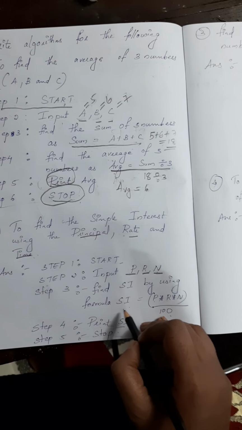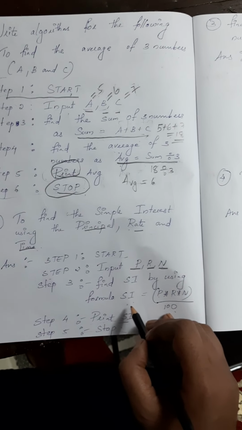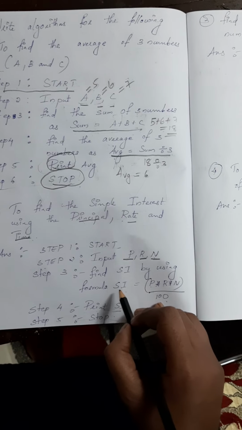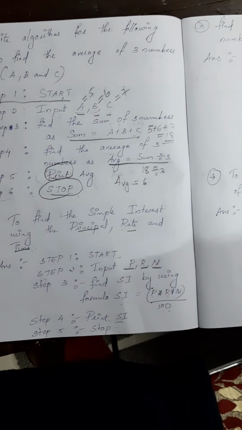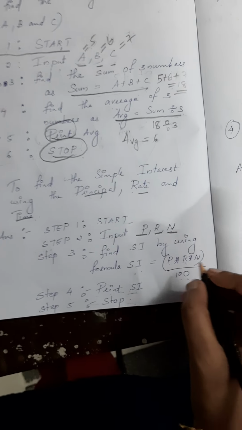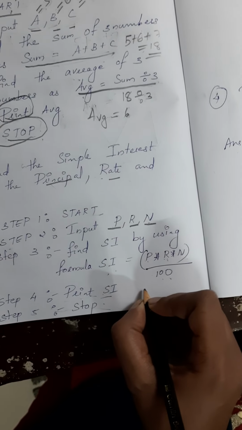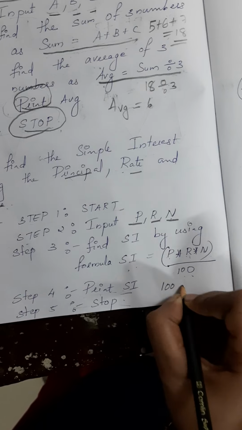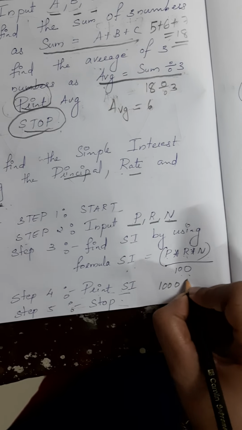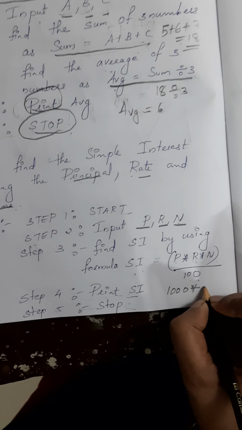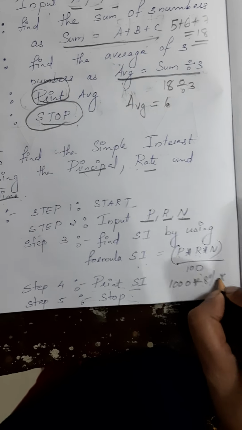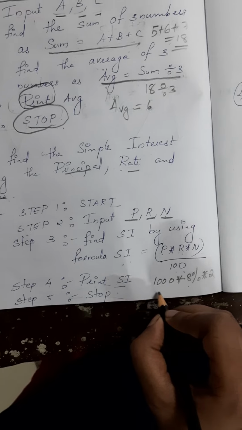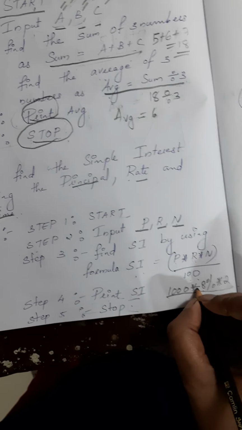You have to write the formula for finding that particular algorithm. The formula for finding simple interest is P into R into N divided by 100. Okay, so think of the principal value as 1000, for example, giving an example, and your rate will be, for example, 8%, and your time will be 2 years. So that divided by 100.